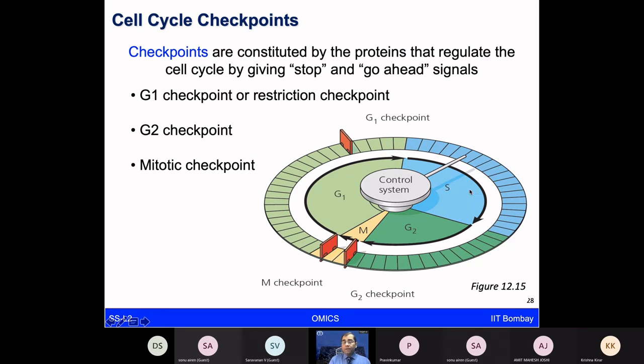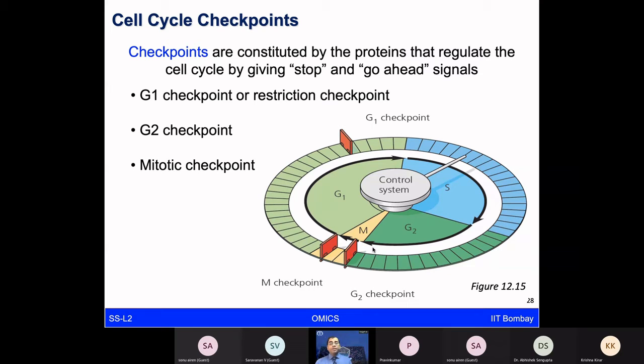Now when S phase has happened, if every material that was condensed is sufficiently produced and can move from the S phase to G2 phase, that is being ensured by the G2 checkpoint. So we got two different checkpoints. One was G1 checkpoint, other is G2 checkpoint, and these two checkpoints are nothing else but some proteins and some receptors.